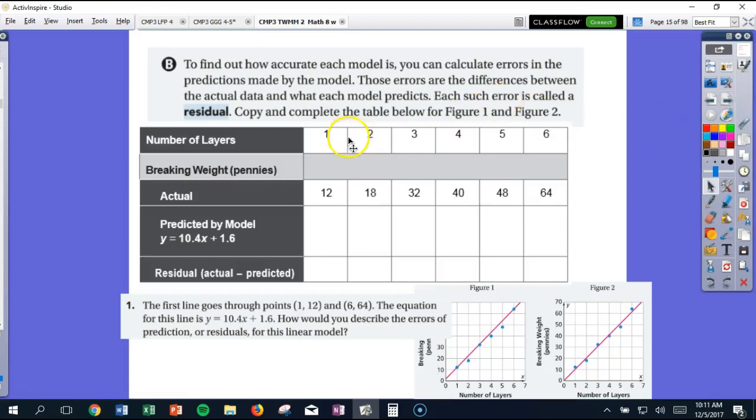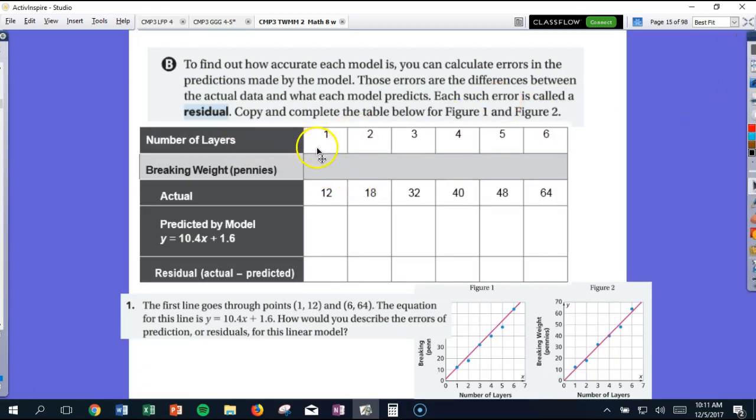Then when we get into B, we're going to use our table data here. We have our different thicknesses, we have our different actual breaking weights, and then we've come up with a model or an equation of y equals 10.4x plus 1.6, which is this line right here. That's the equation for that line.